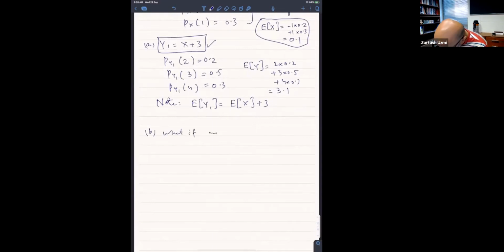what if multiple values of x map to the same value of y? Let me define another random variable and call it y2.